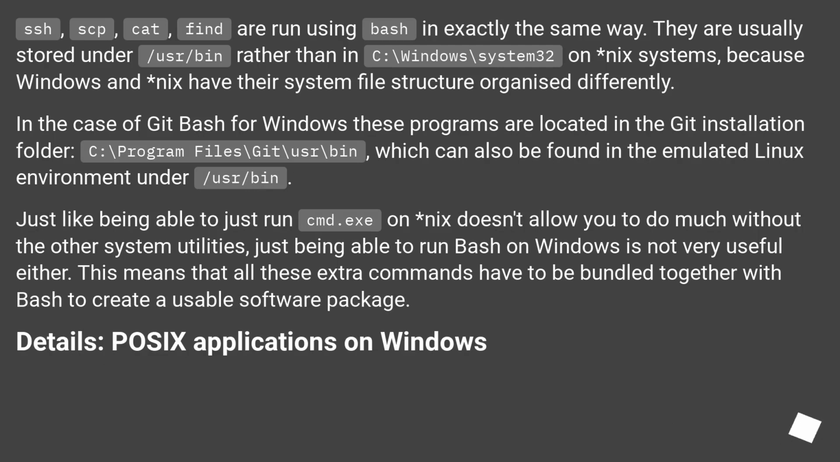ssh, scp, cat, find are run using Bash in exactly the same way. They are usually stored under /usr or /bin rather than in C:\Windows\System32 on *nix systems, because Windows and *nix have their system file structure organized differently. In the case of Git Bash for Windows, these programs are located in the Git installation folder, C:\Program Files\Git\usr\bin, which can also be found in the emulated Linux environment under /usr or /bin.